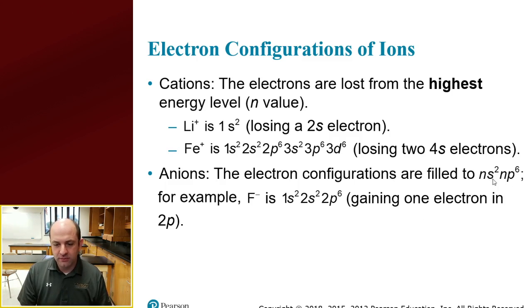And they get filled to ns2, np6. They always gain enough electrons to be like the noble gas. So fluorine is 1s2, 2s2, 2p5. Fluoride, we add one extra electron to get 1s2, 2s2, 2p6.